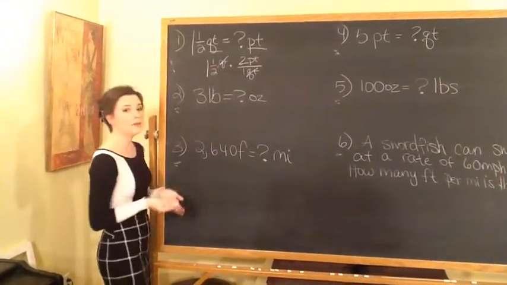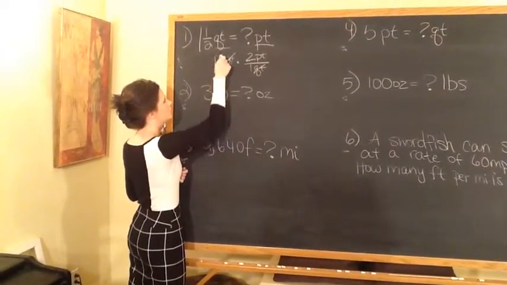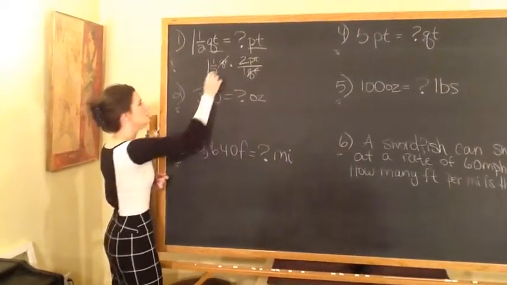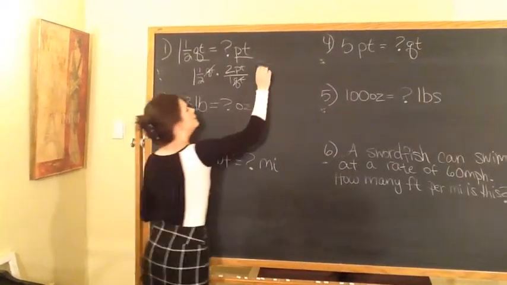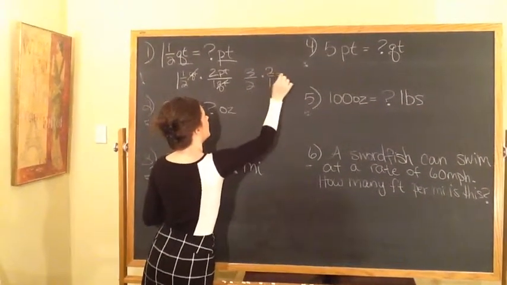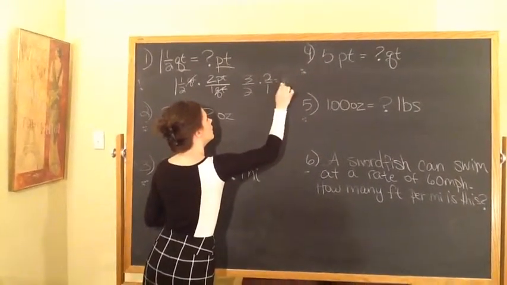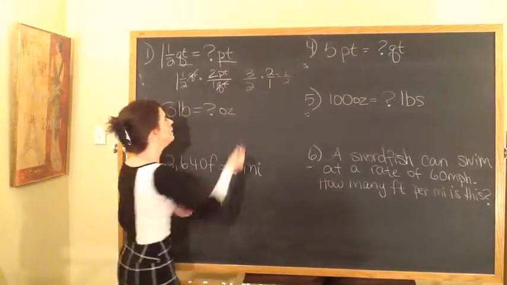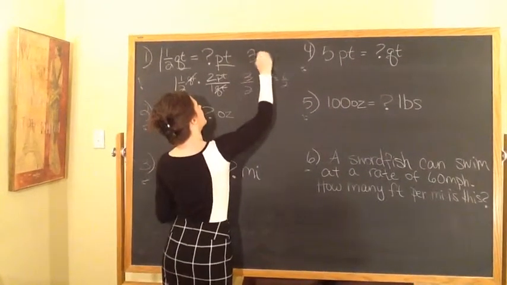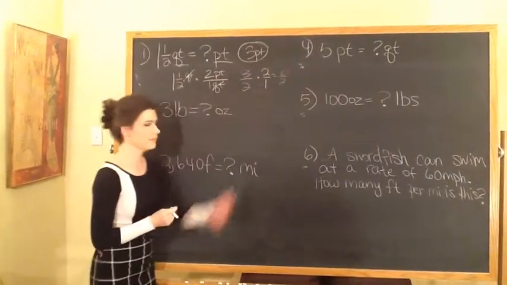Now we're going to multiply across. I can put this into an improper fraction: 2 times 1 gives you 2, plus 1 gives you 3. So we have 3 halves times 2 over 1, and that's going to give us 6 over 2, which simplifies down to 3. So we have 3 pints. So 1.5 quarts is equal to 3 pints.